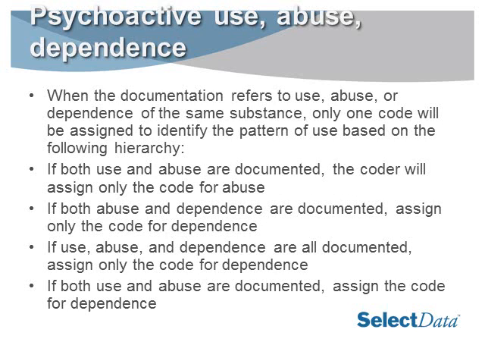Now, when the documentation refers to use, abuse, and dependence of the same substance, only one code will be assigned to identify the pattern of use based on the following hierarchy. And this is important. If the physician has identified that the patient is both a user and an abuser, and it's documented, the coder can only assign the abuse. If both abuse and dependence are documented, then it's dependence. And if it's all 3, use, abuse, and dependence, then it goes to the higher level of dependence.